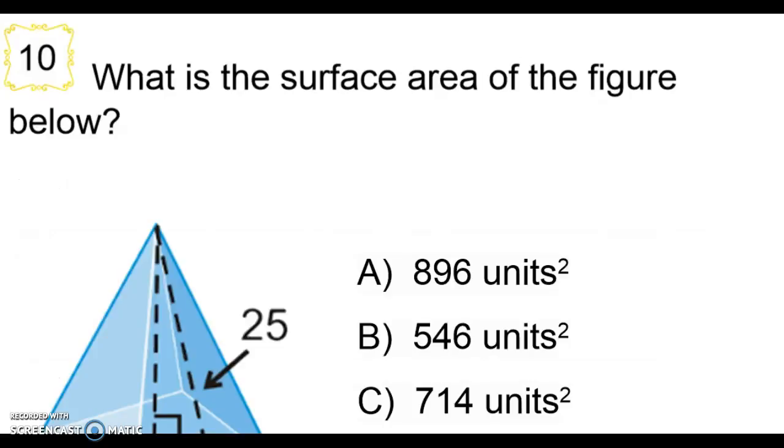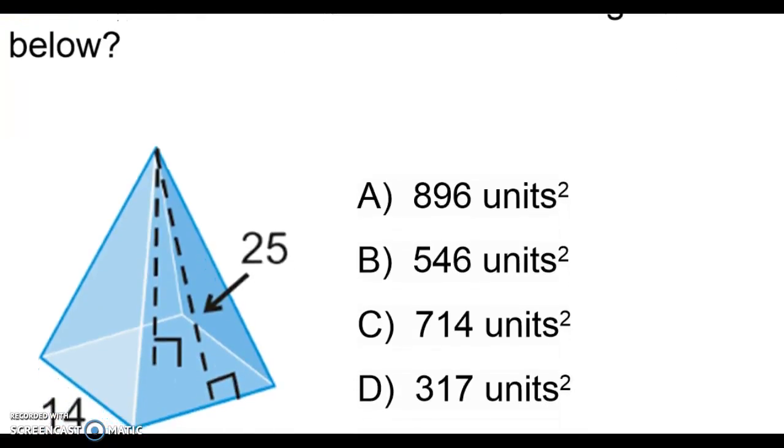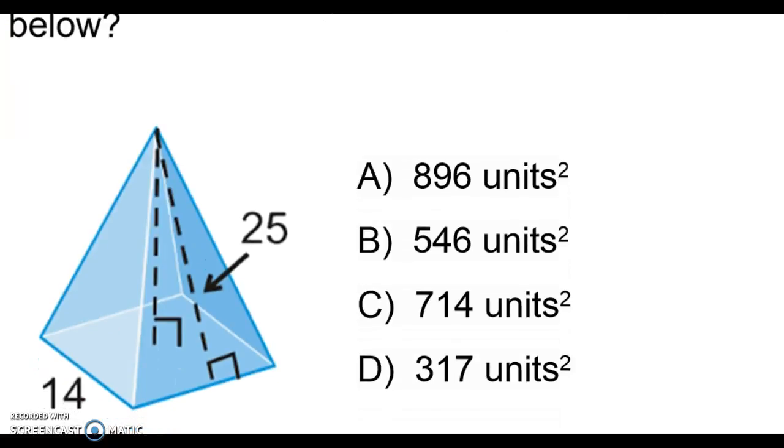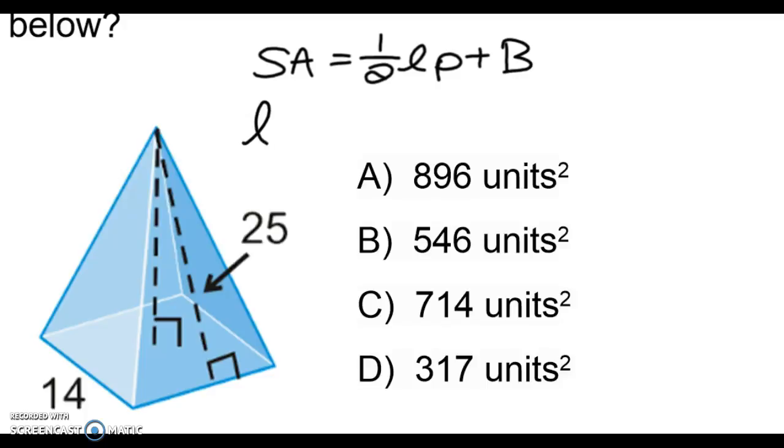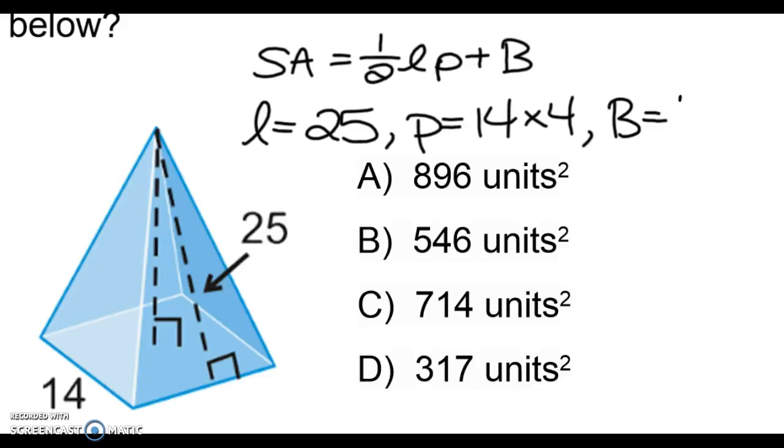What is the surface area of the following figure below? Surface area, go ahead and find your answer. All right, so the formula for surface area, which I've actually already done one of these today, so that's nice. 1/2 times the slant times perimeter plus big B. So the slant is the number that is on the outside of the pyramid, and it looks like that is 25. The P stands for perimeter, and we know that we need to take the side of this square, we need to multiply that by 4, and big B is the area, and we take this side and we square it.